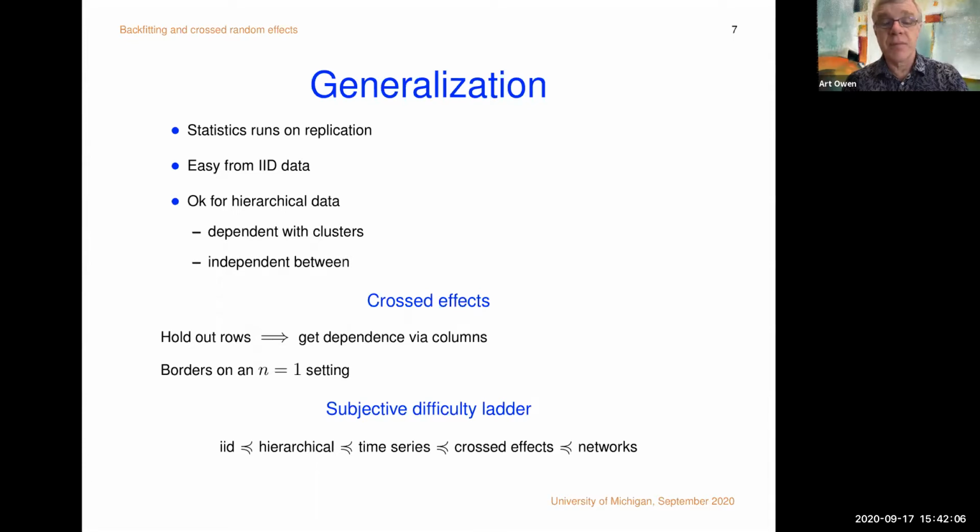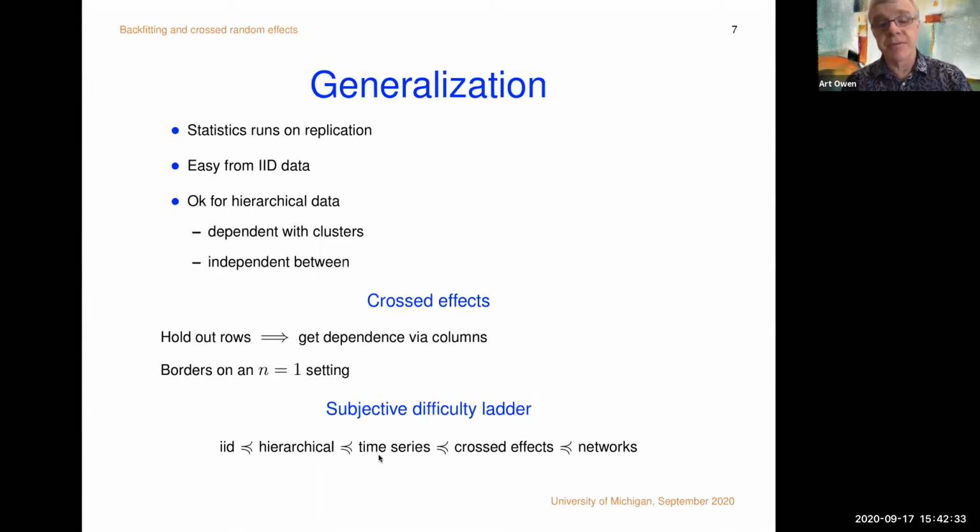So it's almost like you're in one of these situations where my sample size is n equals 1, whatever I got. And so I have a subjective difficulty ladder for how hard it is to generalize. The IID case is kind of the easiest. Hierarchical model, you could think of it as IID sampling of more complicated things, but you have that IID going for you, or independence anyway.